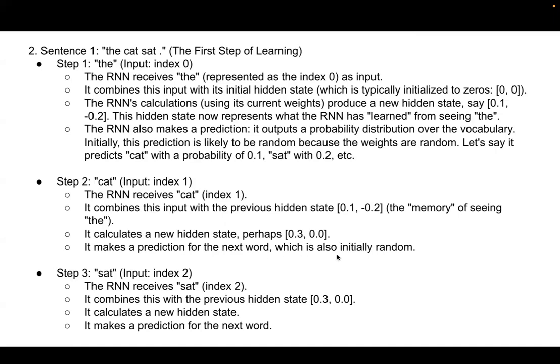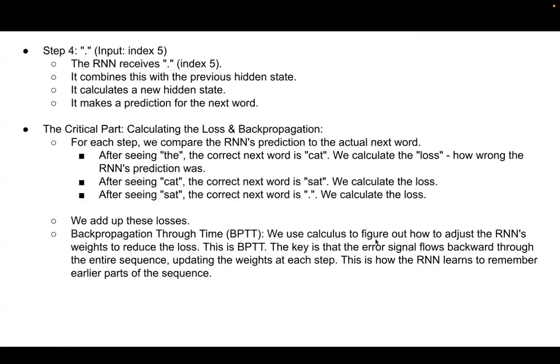So it makes a prediction for the next one, which, since it is the first time, is just random. And now the third word comes in, sat. Now it receives sat. It combines this with the previous hidden state. Now it calculates the new hidden state. Again, we saw the formula before, right? Using the weights, and it makes a prediction for the next word. And now it receives the full stop, or the dot, and then it combines with the hidden state and calculates. So this is how it goes on.